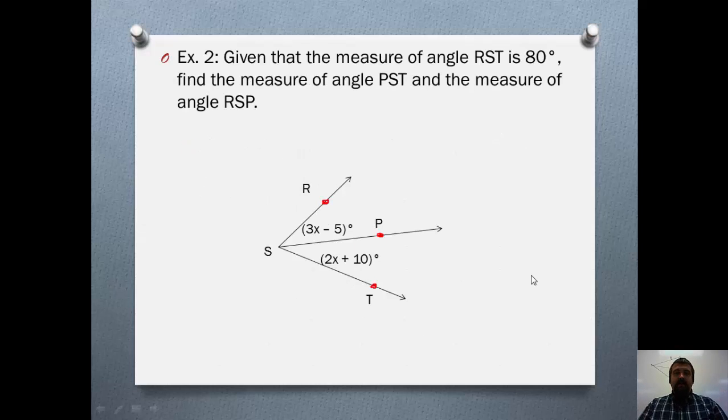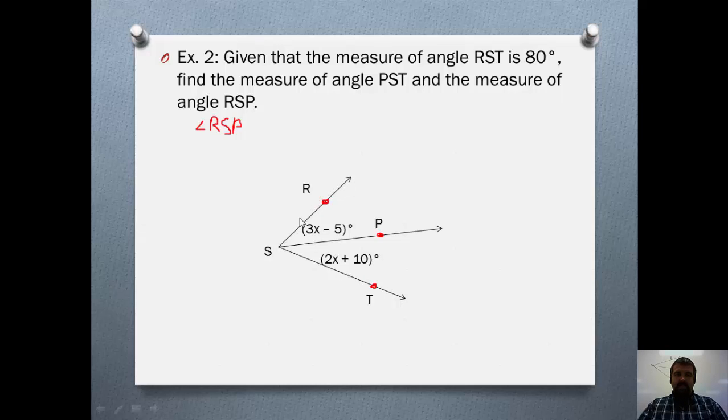Using that idea, let's do this problem. Given that the measure of angle RST is 80 degrees, find the measure of angle PST and the measure of angle RSP. Just a quick note, you can rewrite this in that other form. This form right here, angle RSP, instead of writing out the full word angle, it's just actually easier for me on my computer when I'm in PowerPoint to just write out the word angle instead of trying to insert the symbol. In this example, what I see is two adjacent angles, and right away what I'm thinking is that maybe these two adjacent angles add up to be a larger angle.